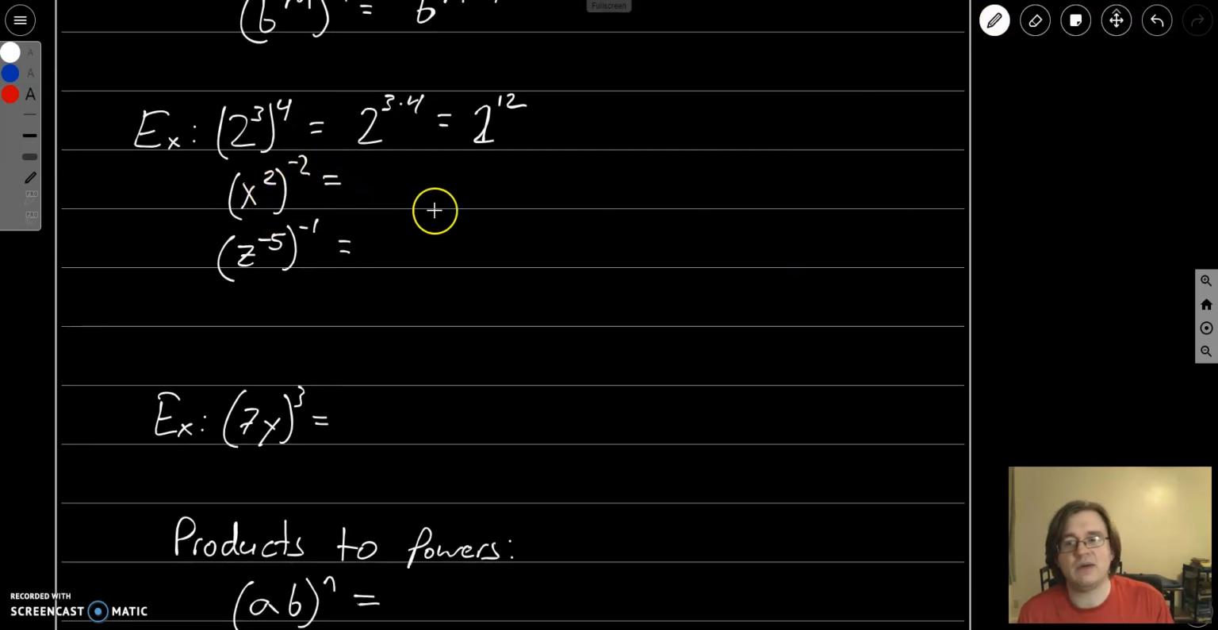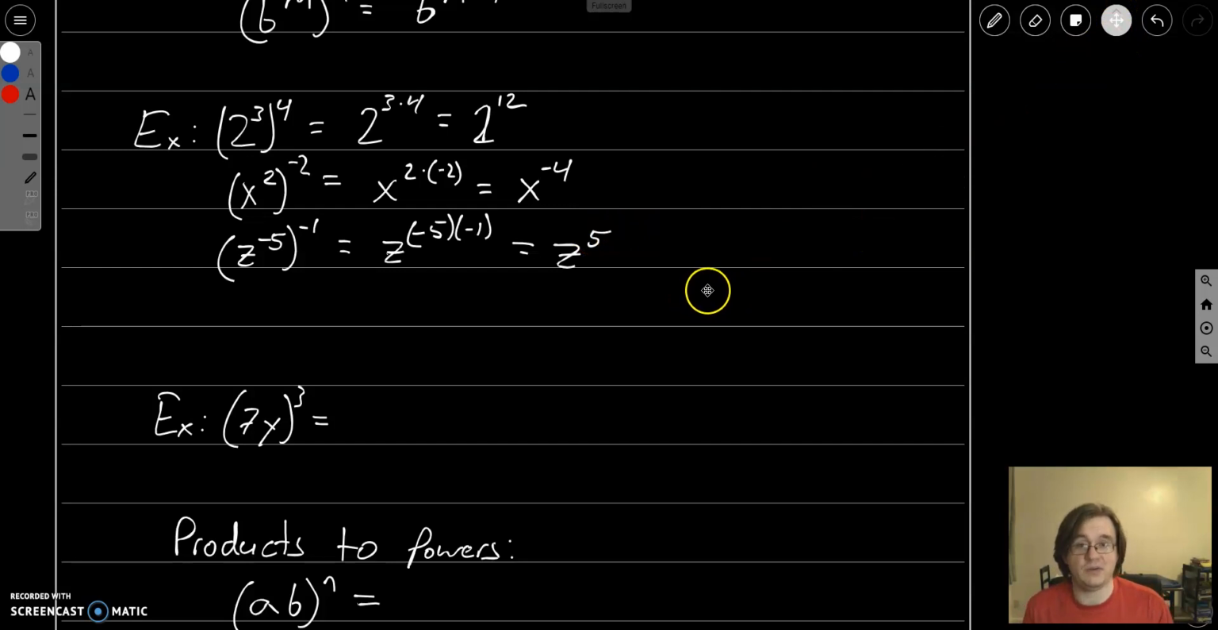Here we've got x to the 2nd power to the negative 2nd power. Nothing changes. We're just going to take those exponents and multiply them together. So this is going to be x to the 2nd times negative 2nd power. 2 times negative 2 is negative 4. It's going to be x to the negative 4th power. And then lastly, again, nothing changes. We've just got a couple of negative exponents now. So this is going to be z to the negative 5th power times negative 1, and negative 5 times negative 1 is 5. We've got z to the 5th power.